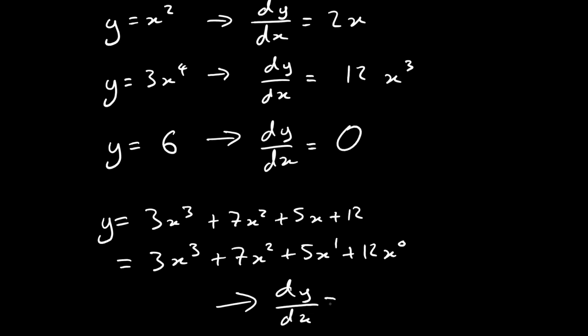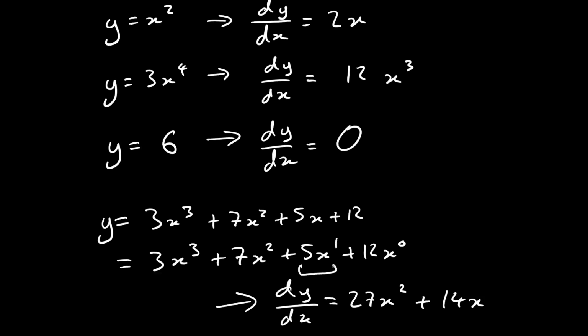So dy by dx is going to be equal to, well, I just treat it term by term. I look at the first term. It's 3 times 3, which is 9, x, reduce the power by 1, so that becomes 2. Then I look at the next term. It's 2 times 7, that's 14, x to the power of, well, what's 2 minus 1? That's just 1, so I'm just going to leave it as x.